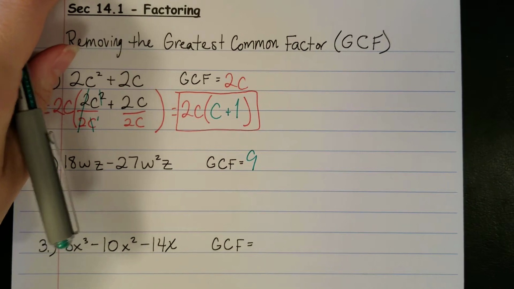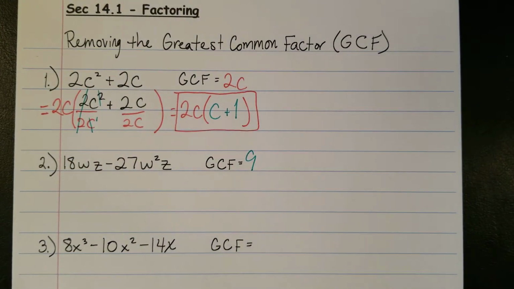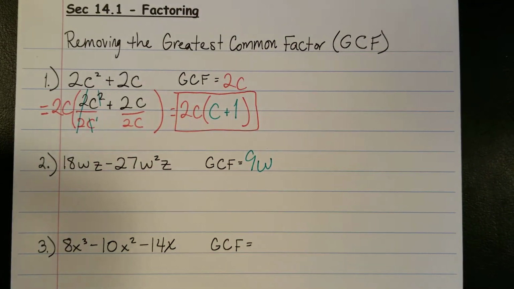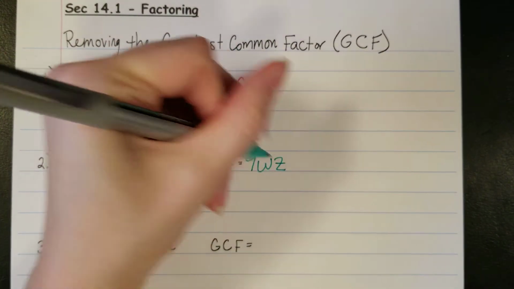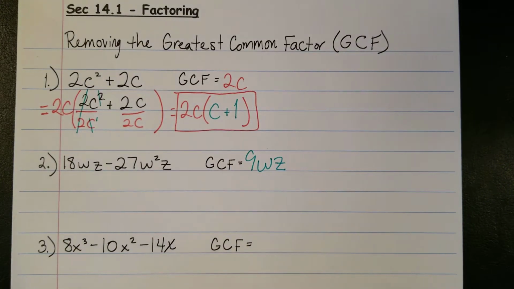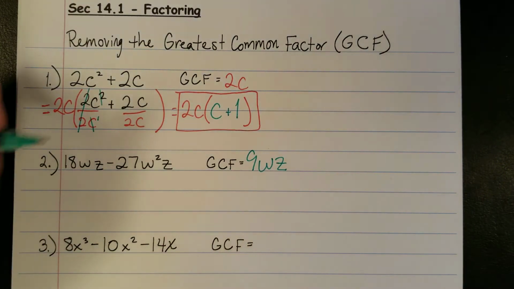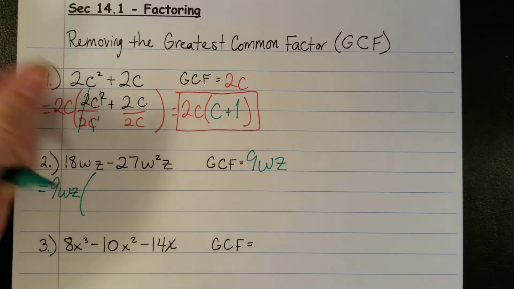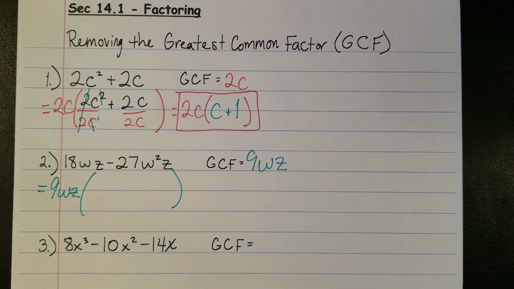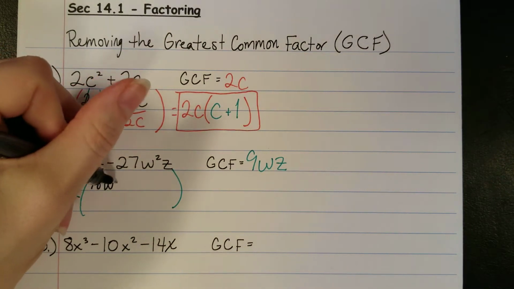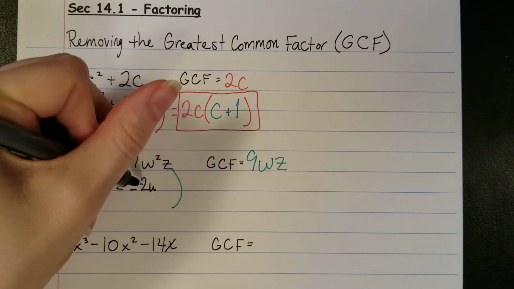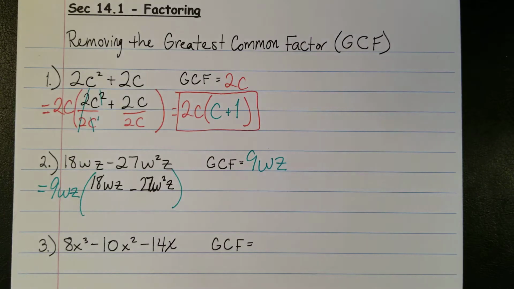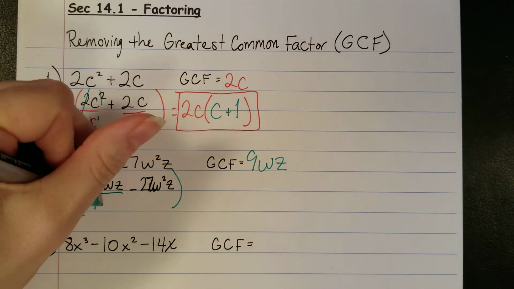Then let's look at the variables. They each have at least a W, and they each have at least one Z. So my GCF is 9WZ. So when I factor it, it's going to equal 9WZ, and then just take these original terms here and divide each one by the GCF.